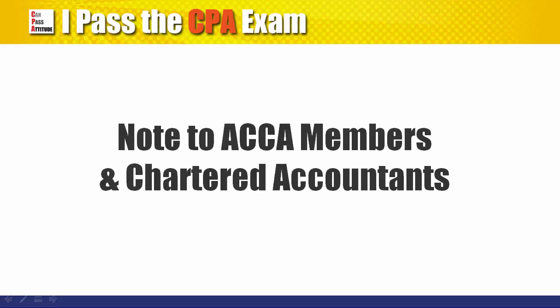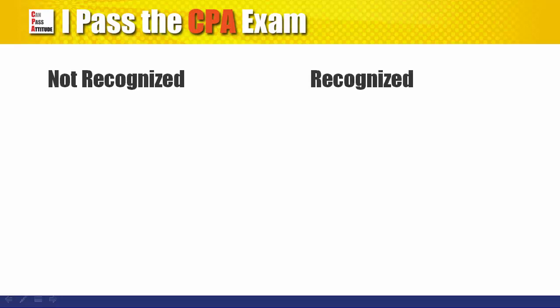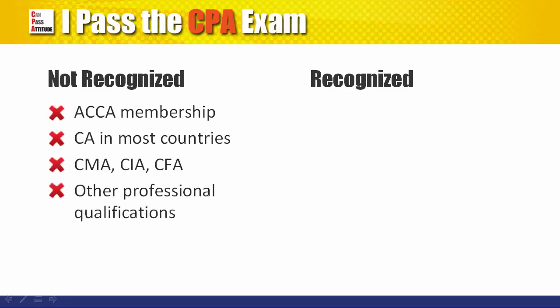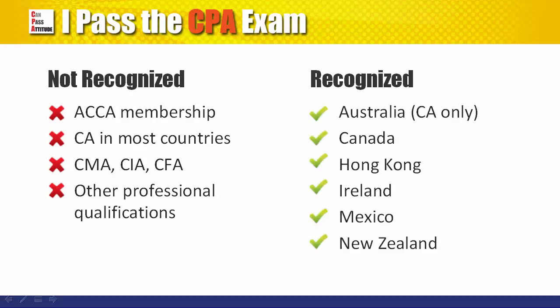Note to ACCA members, chartered accountants, and other designation holders. Since 2012, virtually all state boards have stopped recognizing ACCA, CAs, and most other professional qualifications as equivalent to a U.S. bachelor's degree. The only ones that are counted are the statutory accounting bodies that have signed a mutual agreement with the U.S. Here is the list as of 2014. A few states may still count your ACCA and CA courses towards the 150 credit hour requirement. Therefore, it's still worth the effort to include your certificates in the application.